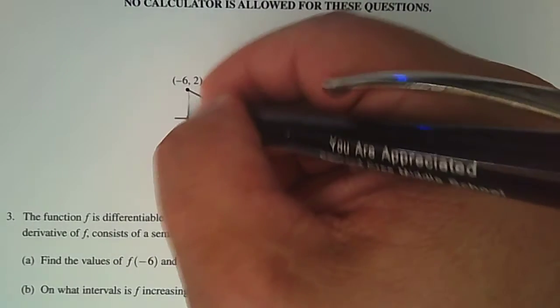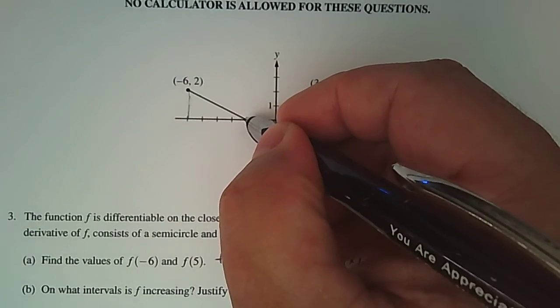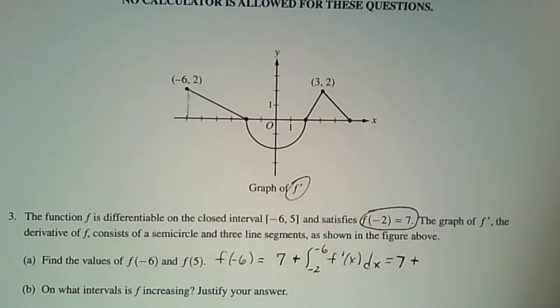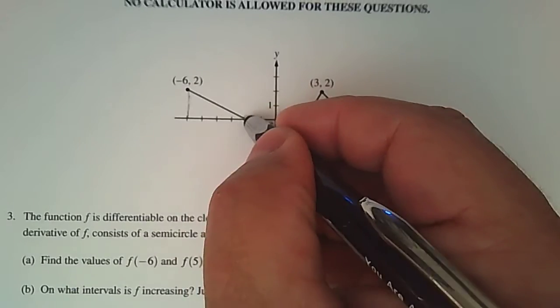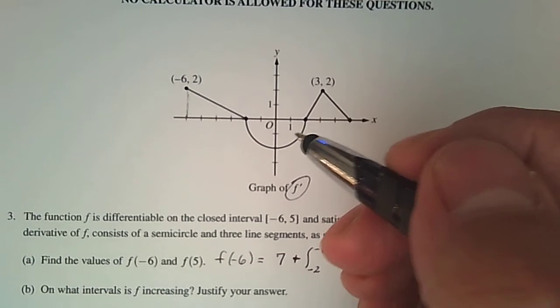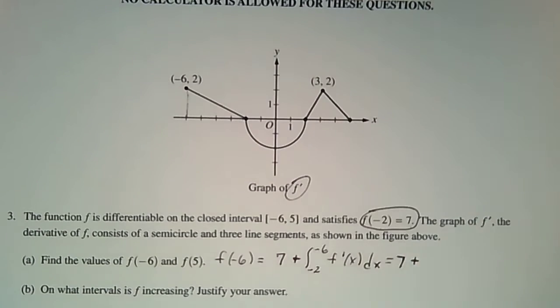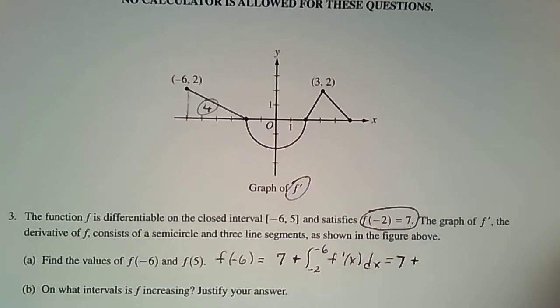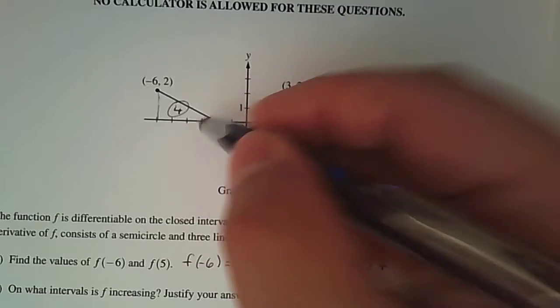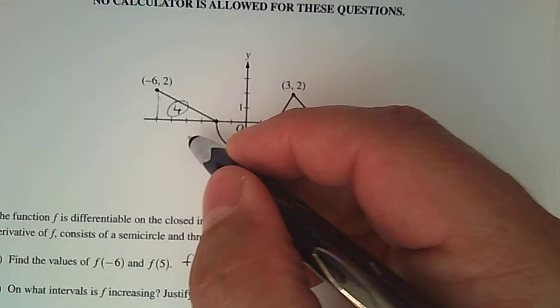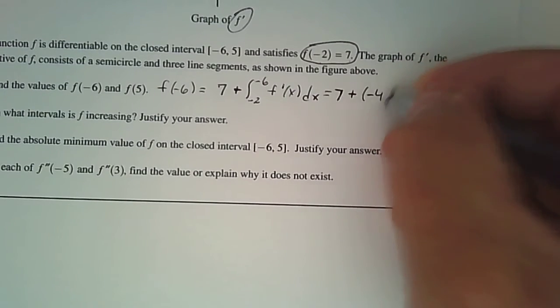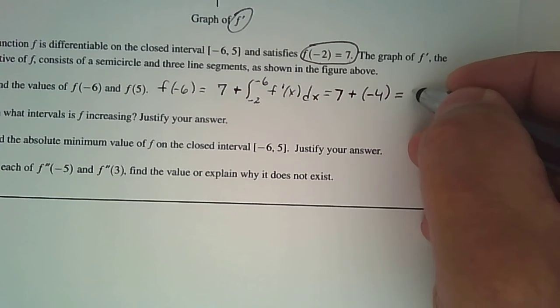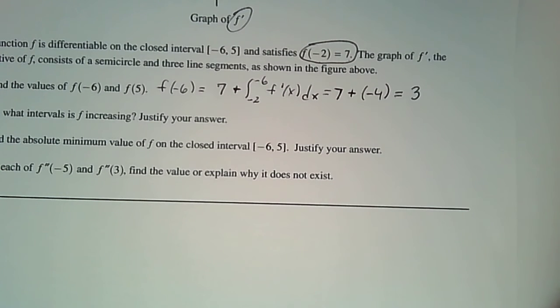So from -2 to -6. Here is -6. Here is -2. It's a triangle. I can see it's 1, 2, 3, 4, half the base times the height. So the area of the triangle is 4. I'm not going to write that as a positive area, even though it's above the axes, because we're working backwards, so we have to do the opposite sign for the area. It would be negative. So it's 7 and -4. If we work backwards, that means f at -6 equals +3.